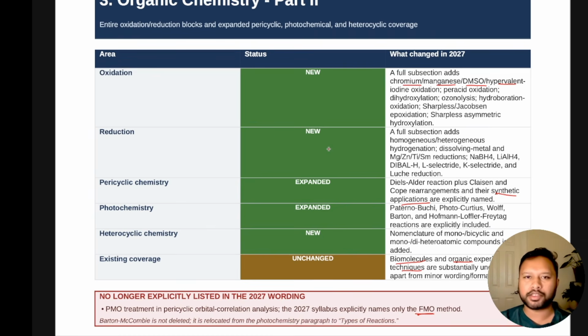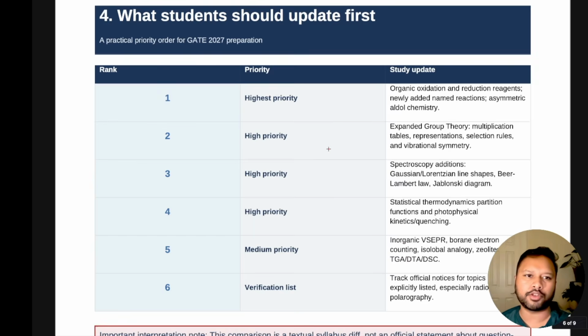So these are the major changes which happened, and I can give you this PDF so that you have an idea about what things have been changed. I will give you a link to download the PDF in the description of this video.